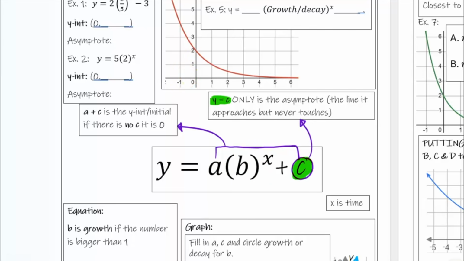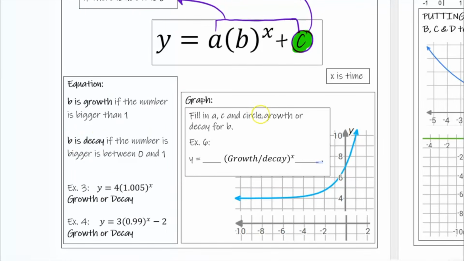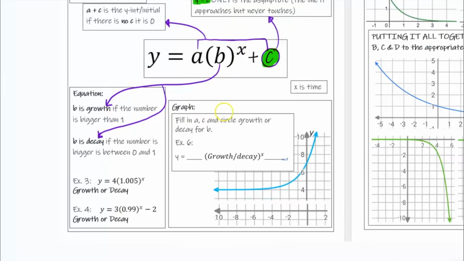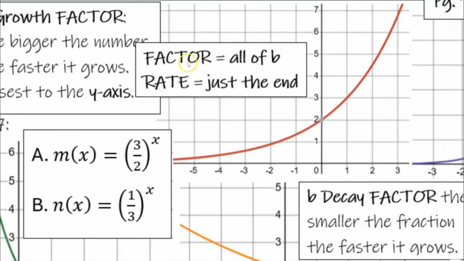b is your growth or your decay. So if it's growth, the number is bigger than 1. The number inside here is bigger than 1. If it's decay, the number is between 0 and 1. Now we are going to talk about something else in this place, which is right here. It is your growth factor if it's bigger than 1, your decay factor if it's between 0 and 1.